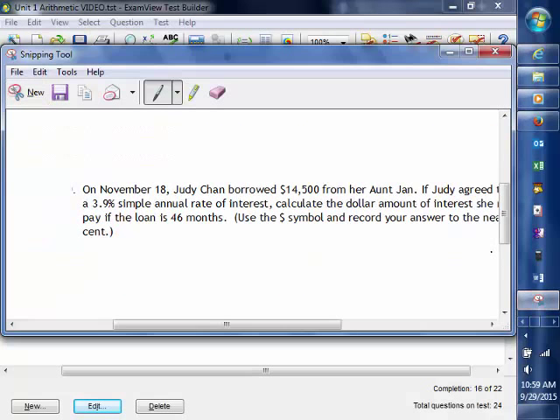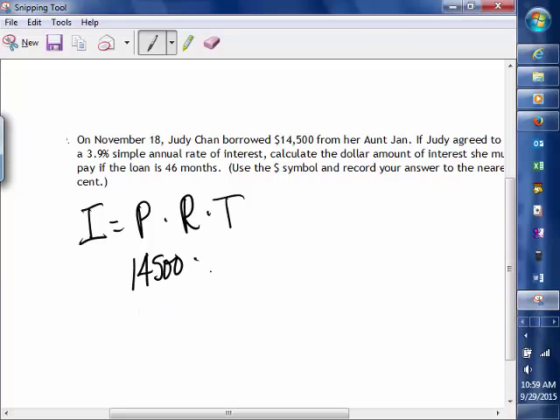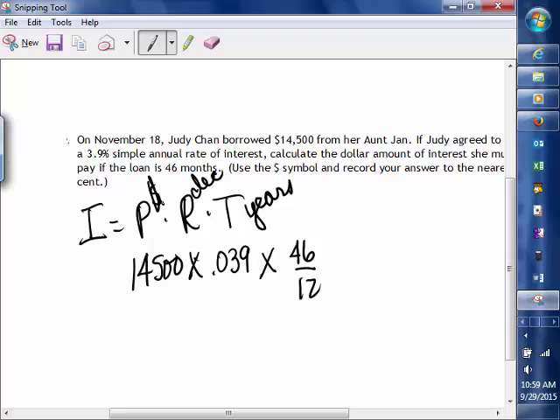interest equals principal times rate times time. Okay, so principal is $14,500 times rate 0.039 times time, I'll use the X for times, 46/12, because time is always in years. Rate is always a decimal. Principal is always dollars.